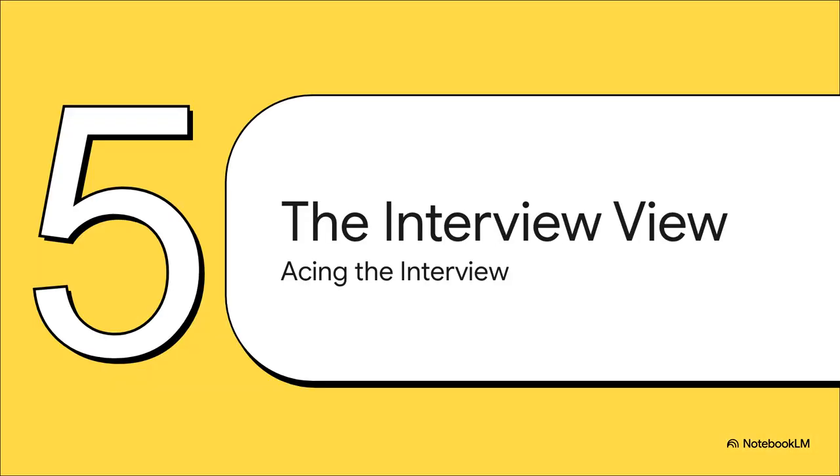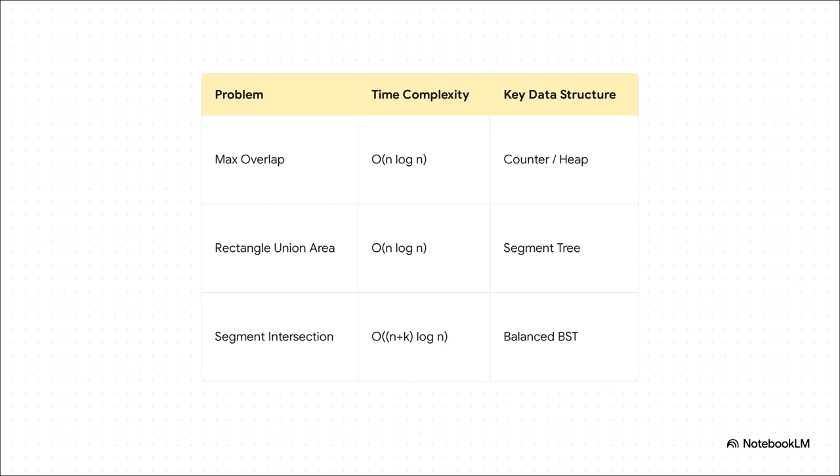So let's put this all together. How do you present this whole approach in a way that's really going to impress an interviewer and land you the job? This table right here is basically your interview study guide for line sweep. For max overlap, a simple counter, or maybe a min heap works perfectly. But for that rectangle union area problem, you need a more powerful tool for your active set, something like a segment tree. Why? Because it can efficiently calculate the total length of a union of vertical intervals, which is exactly what that problem needs. Then for finding all k-intersections between line segments, the active set has to be even fancier, usually a balanced binary search tree. But notice, despite the different data structures, the time complexity is almost always dominated by that initial O(n log n) sorting step.